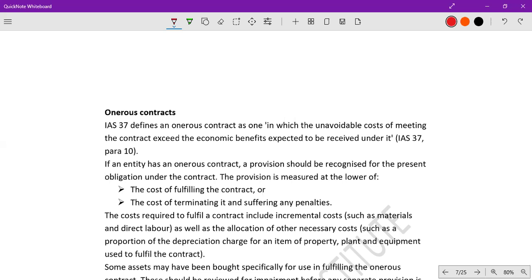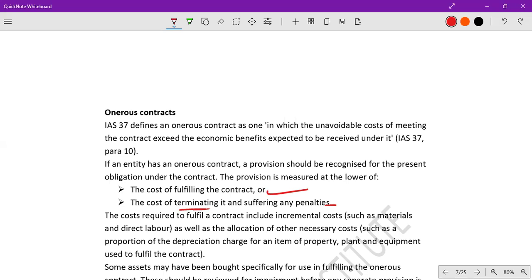So we are talking of onerous contract. An onerous contract is a contract where the cost of fulfilling it will be more than the benefit required. So it is a loss. How do you recognize them? We said that the provision is measured at the lower of the cost of fulfilling the contract or the cost of terminating it. What is the loss?